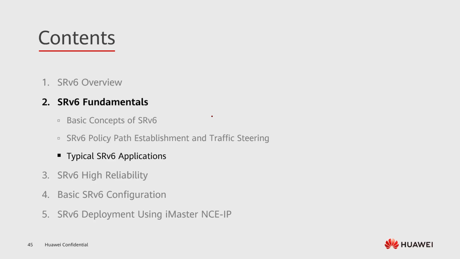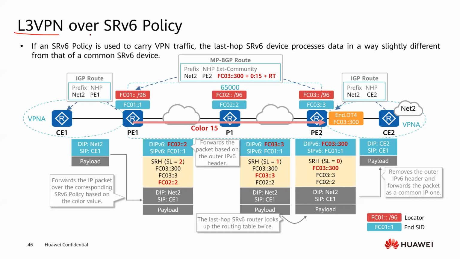So let's look at the typical SRv6 application. This is Layer 3 VPN over SRv6 policy. First, let's assume CE1 wants to send a packet to CE2, network 2. CE2 sends the route to PE2, with next hop CE2 and destination network 2, and PE2 will send it to PE1 with the color added. This color we need to add using a route policy. Added the color, added the RT, and added this.